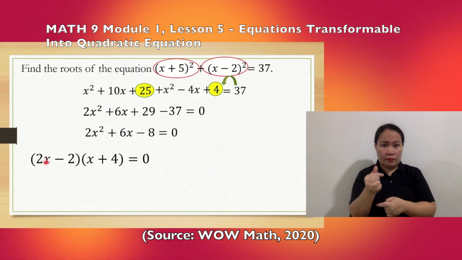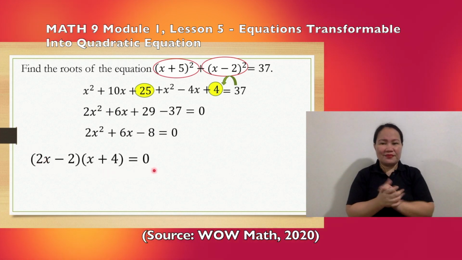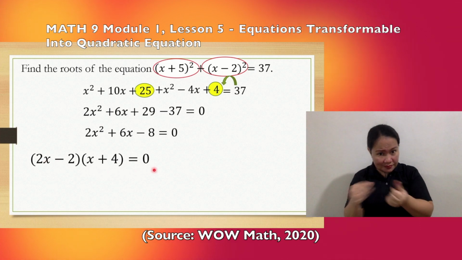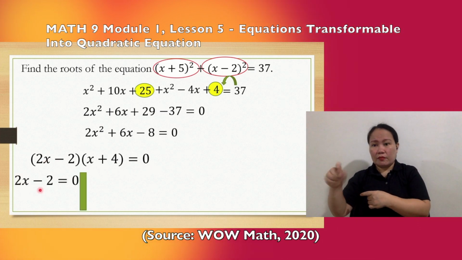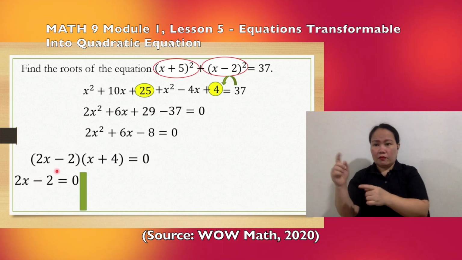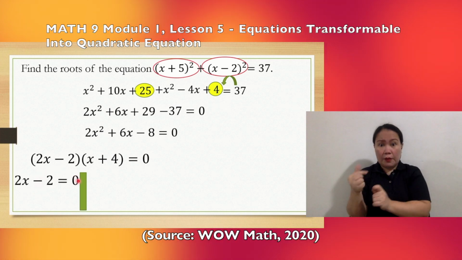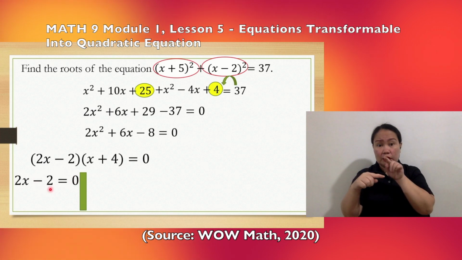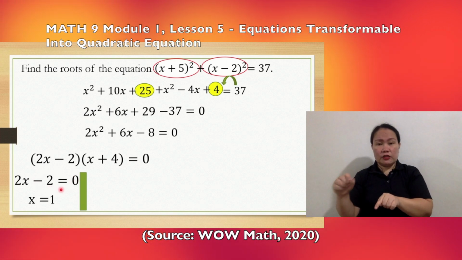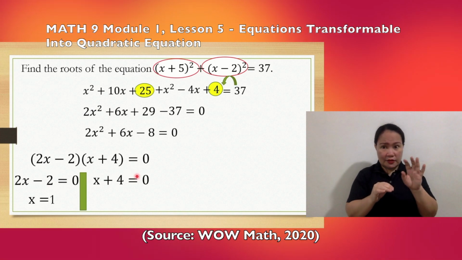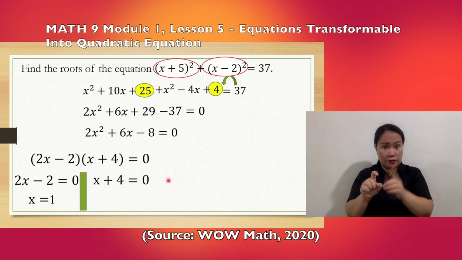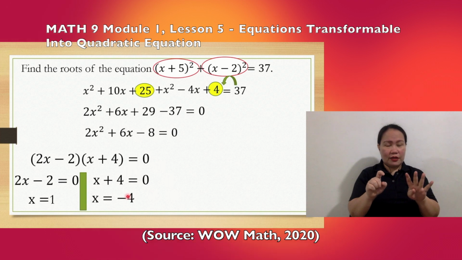2x minus 2 times x plus 4 is equal to 0. So, again, solve for x. 2x minus 2 is equal to 0. So, si negative 2, lipat natin sa right side. So, magiging positive 2. Divide both sides by 2. The value of x is 1. X plus 4 is equal to 0. Lipat si positive 4 sa right side. So, yung value ng x natin ay negative 4.